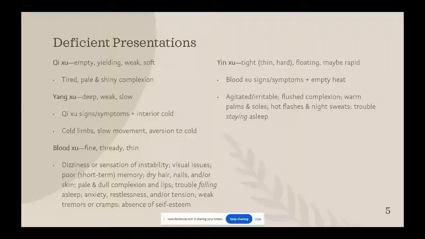And again, everyone is unique, and usually there are multiple factors going on at once. So it's rare to see people who just fit the textbook perfectly, but at least to have the knowledge as a foundation is helpful. So basically, qi deficiency is going to result in tiredness and a pallor to the complexion, as well as a shininess, as opposed to blood deficiency. You'll see here the complexion is pale and dull when the blood is deficient.